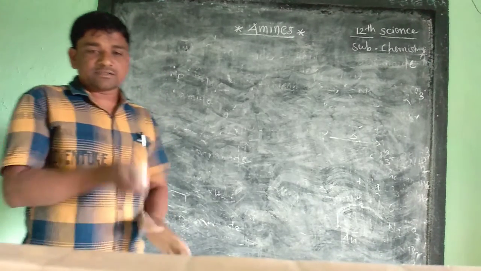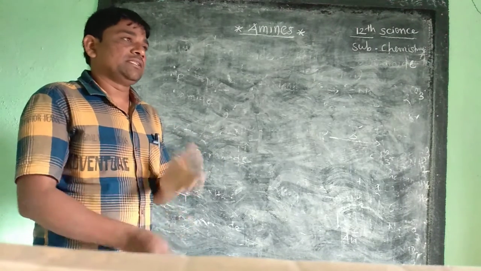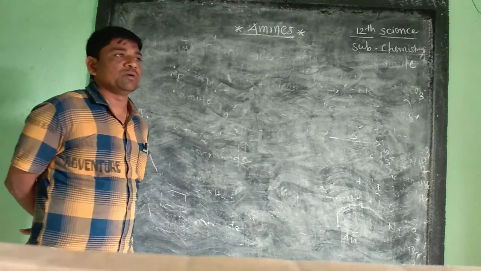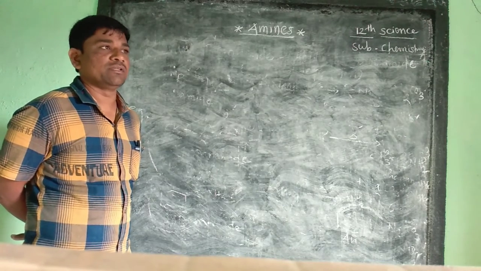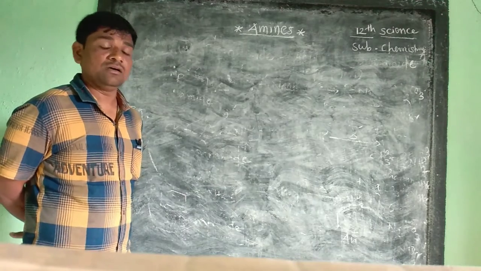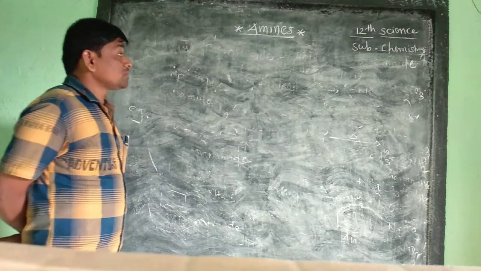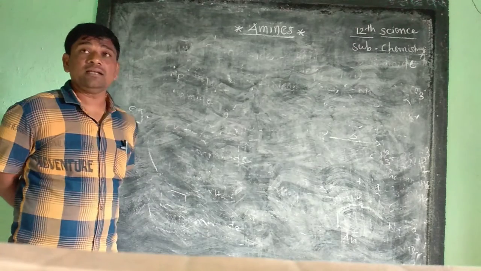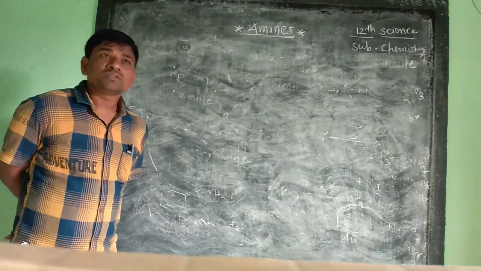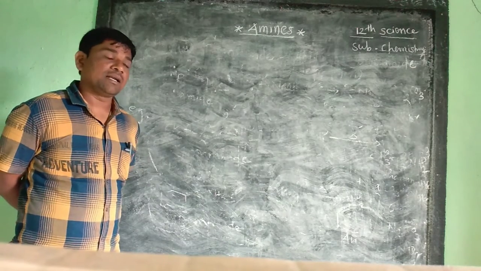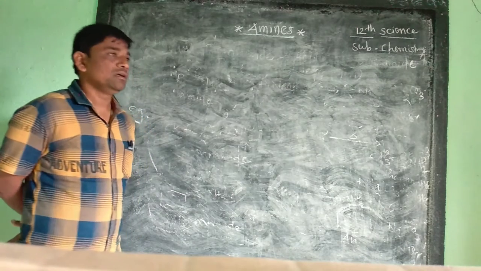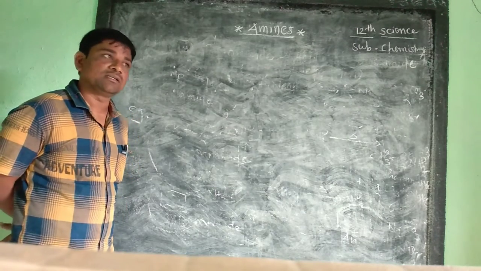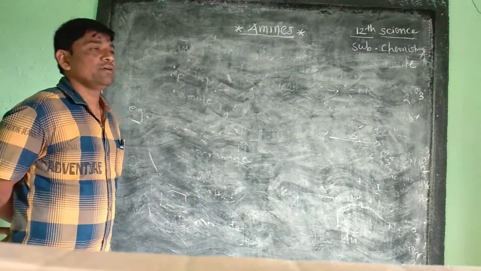Now the aryl amines are very toxic in nature. The aliphatic amines, that is the primary and secondary amines, are soluble in water because they can form hydrogen bonds with the water molecules. The primary and secondary amines also undergo intermolecular hydrogen bonding. But the tertiary amine cannot form intermolecular hydrogen bonding because of the absence of a hydrogen atom.